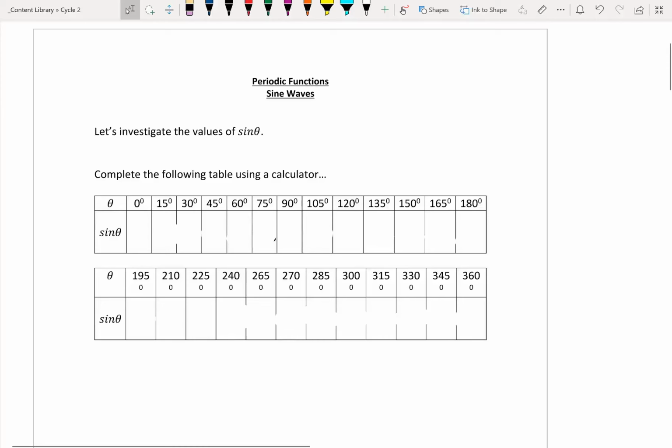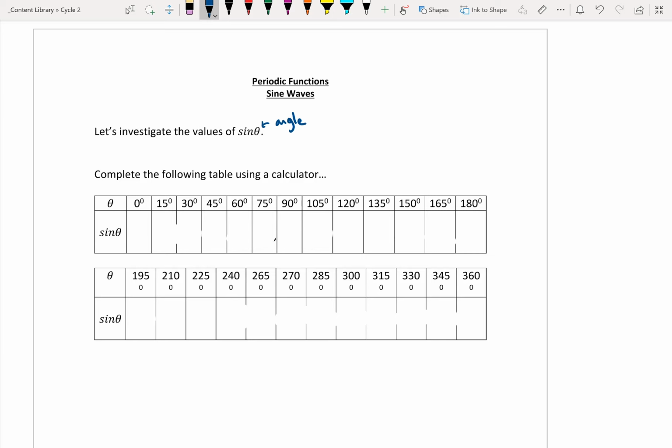In today's note, we're going to be looking at periodic functions, and specifically we're going to be looking at sine waves. So what we're going to do first is investigate the values of sine theta. Again, remember theta represents any angle. So we're going to look at what our sine ratio is at a bunch of given angles.